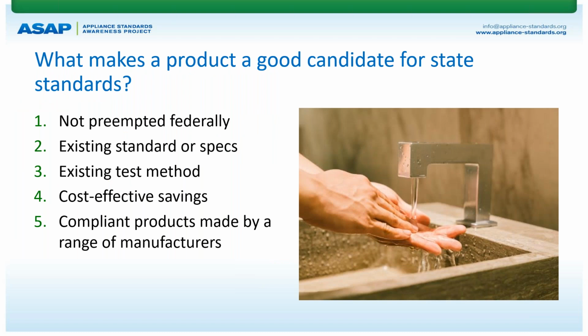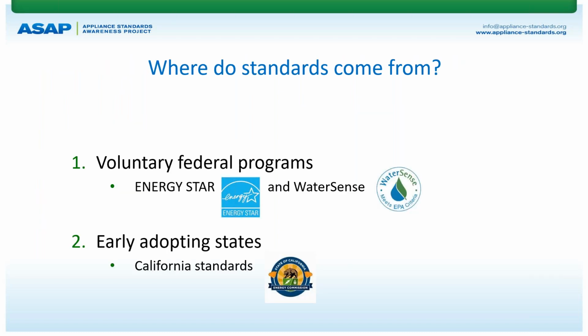So water-using products are good candidates for state standards because they're not preempted federally or they've had preemption waived, but also because for each of these items, there is an existing standard or specification, an existing test method that's tied to a standard or a specification, and there are cost-effective savings, meaning buying an efficient product is going to benefit the consumer either immediately or in the near future based on energy and water savings. Finally, compliant products are made by a range of manufacturers, so customers aren't forced to buy one brand of toilet, for example, if that's the only efficient one.